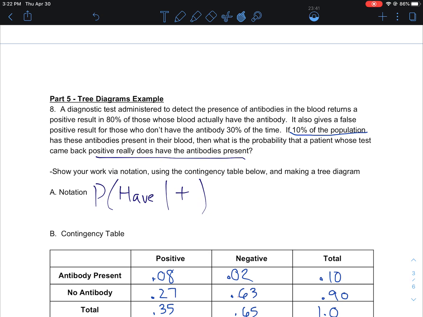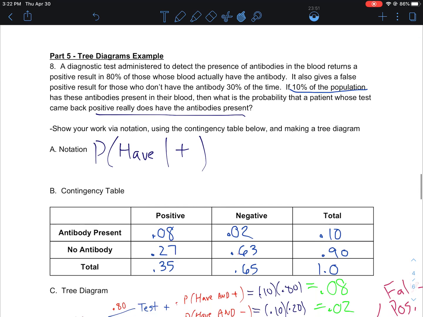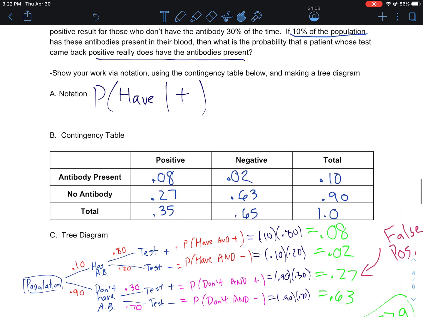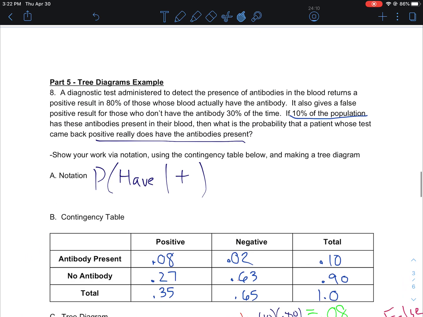Now, I will tell you this. The contingency table aspect of these questions, you would never have to make that. I'm telling you right now, you're not going to have to make it. You would really just be doing the tree diagram. So if you're looking at this table and wondering where that came from, this is just me translating the tree diagram into a table to help you. You do not need to do that, and we're not even going to look at where it came from. It basically came from the tree diagram.